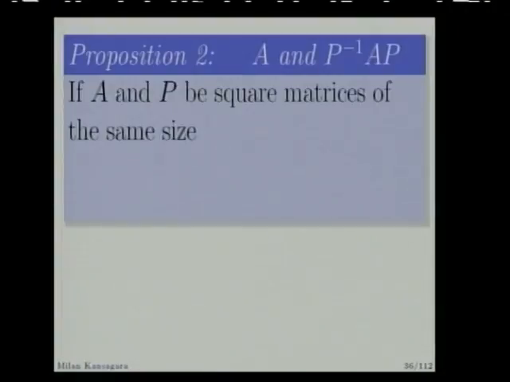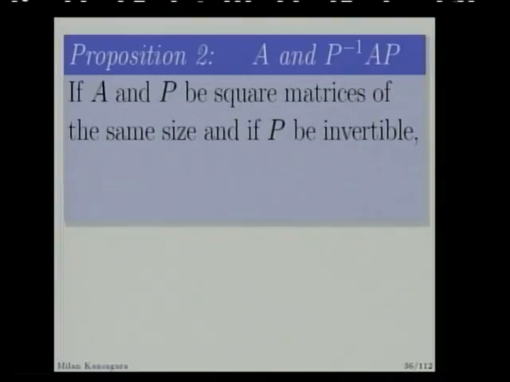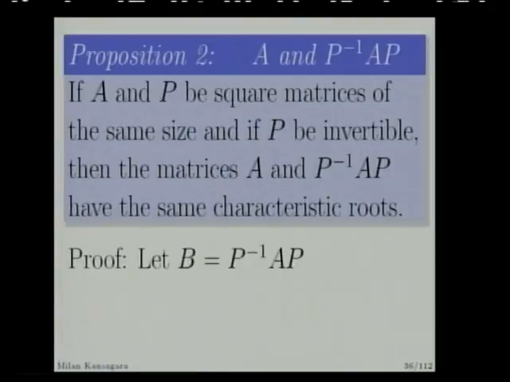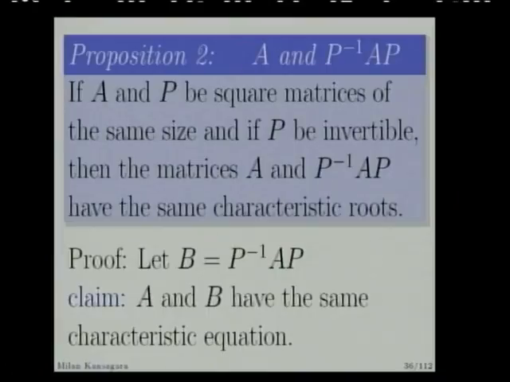So what is the proposition? If A and P are matrices of the same size, and if P is invertible, then the matrices A and P inverse AP have the same characteristic roots. Now its proof. Let us say B is equal to P inverse AP. So what should be our claim? If A and B have the same characteristic equation, then we are done.